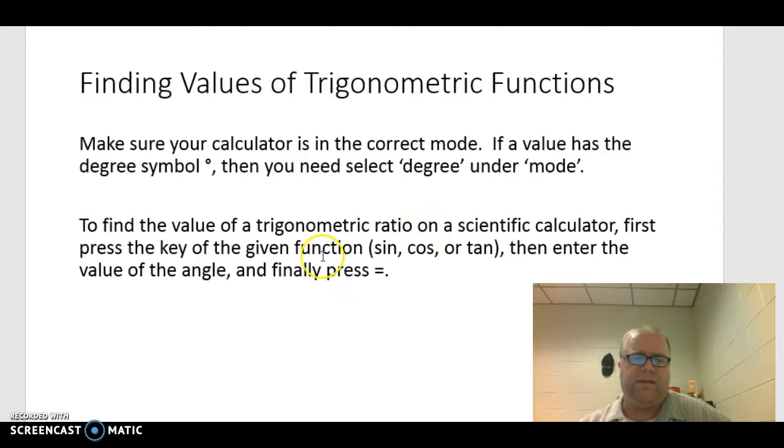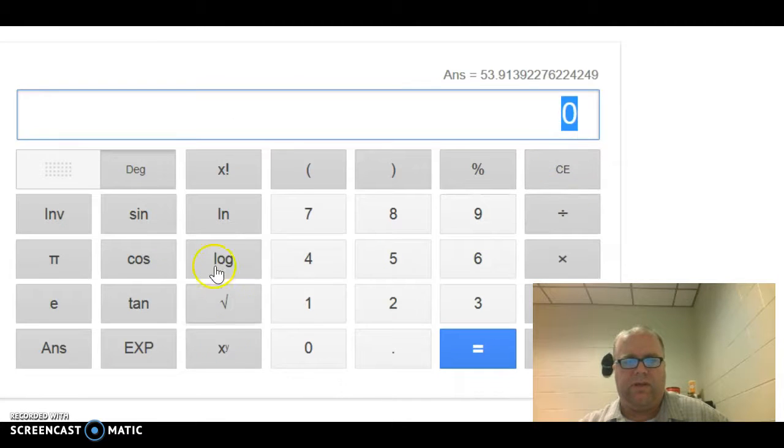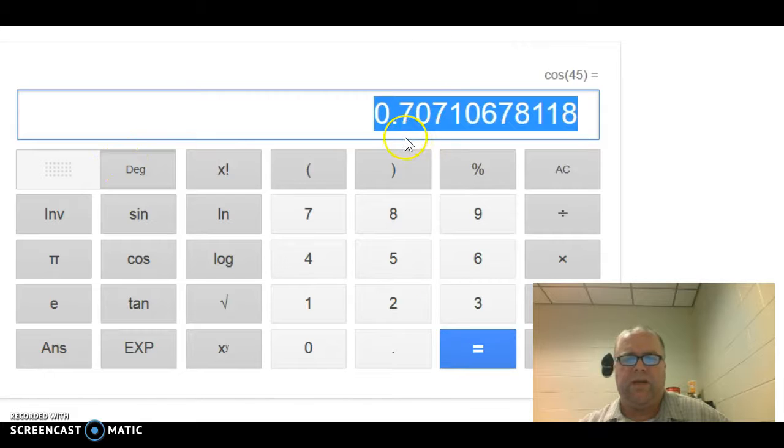And then you simply put in your trig function and the angle, and you press enter. So for example, if I wanted to know the cosine of 45 degrees, make sure that I'm in degrees here, hit equal, and I get 0.707. That's all you really have to do for that.